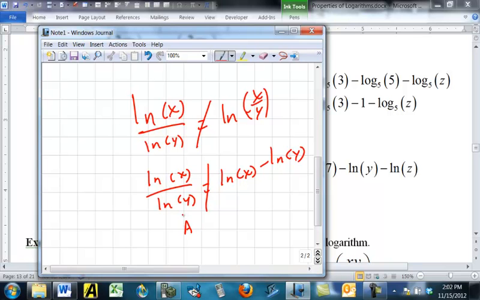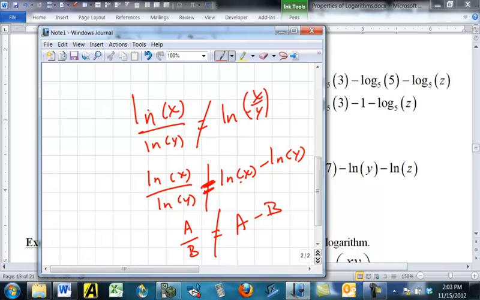Let a be ln of x and b is ln of y. We certainly don't think that subtraction and division are the same thing. A minus b and a divided by b, there's no way that's going to work out to be the same thing. So this is definitely bogus, that can't be true. This one's not true either.